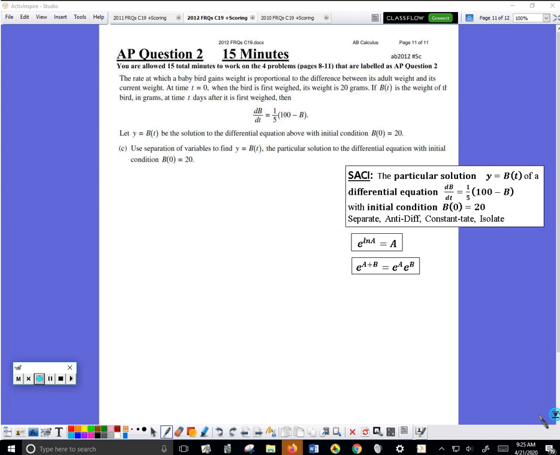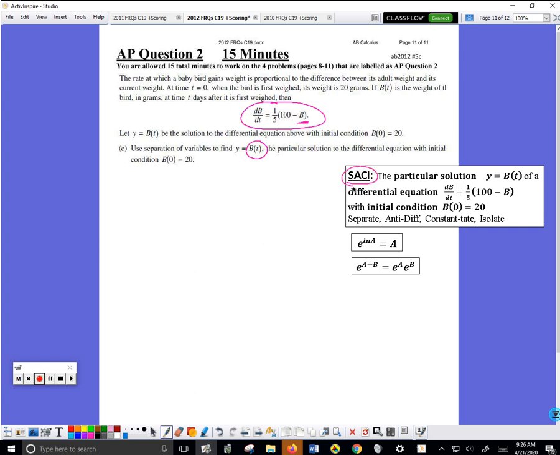Okay, use separation of variables to find B of t. So that's like the little help I put in Canvas about when do we use the SASE method. They're asking us to. Separation of variables is the only method we use with SASE, so that's same thing. We're starting with this, and we're finding this. So we're going from a rate to an amount. Because the rate contains the output variable, we have to use the SASE method.